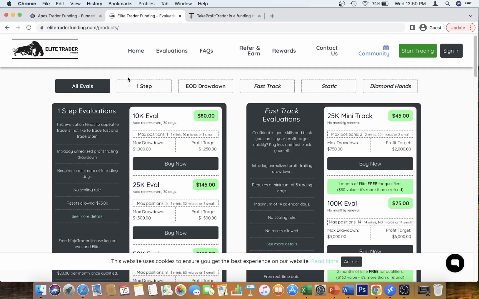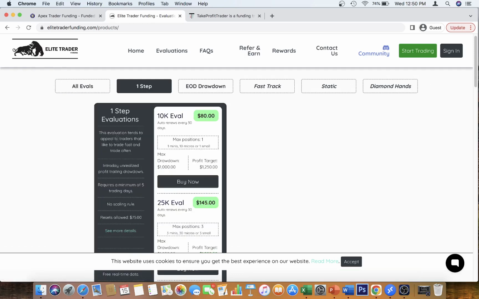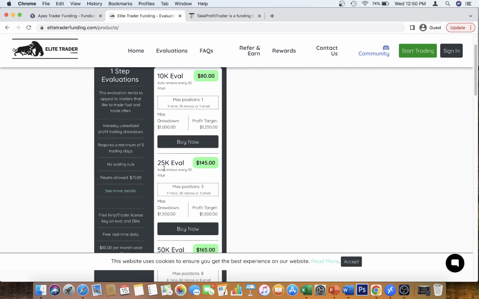They have something called a one-step evaluation, and this uses your intraday unrealized profit trailing drawdown. Let's look at the 25k evaluation, for example. The max drawdown on this account is $1,500. That means if your account value goes from $25,000 to $26,500, your account will liquidate automatically at $25,000. When you start out, it's going to be $23,500.